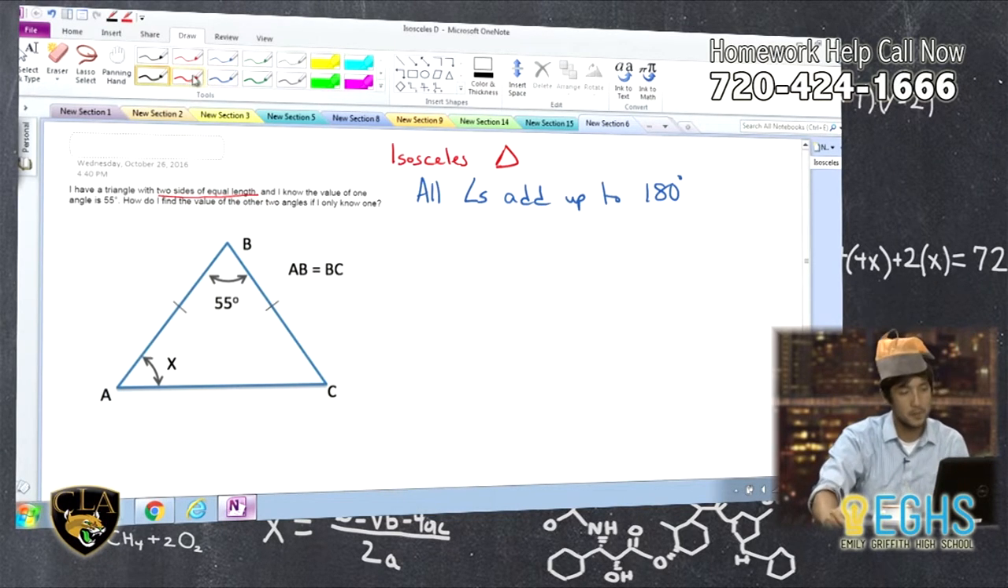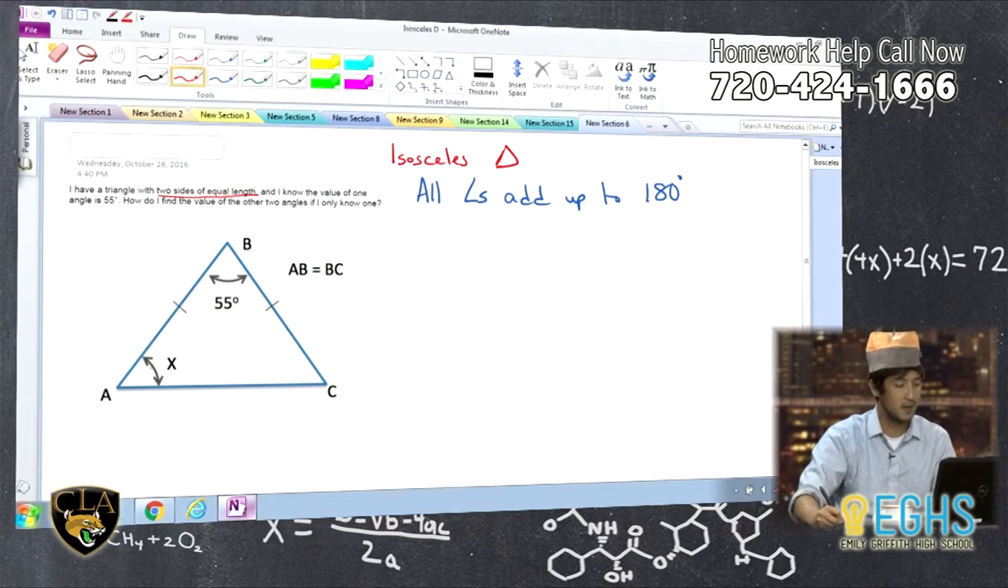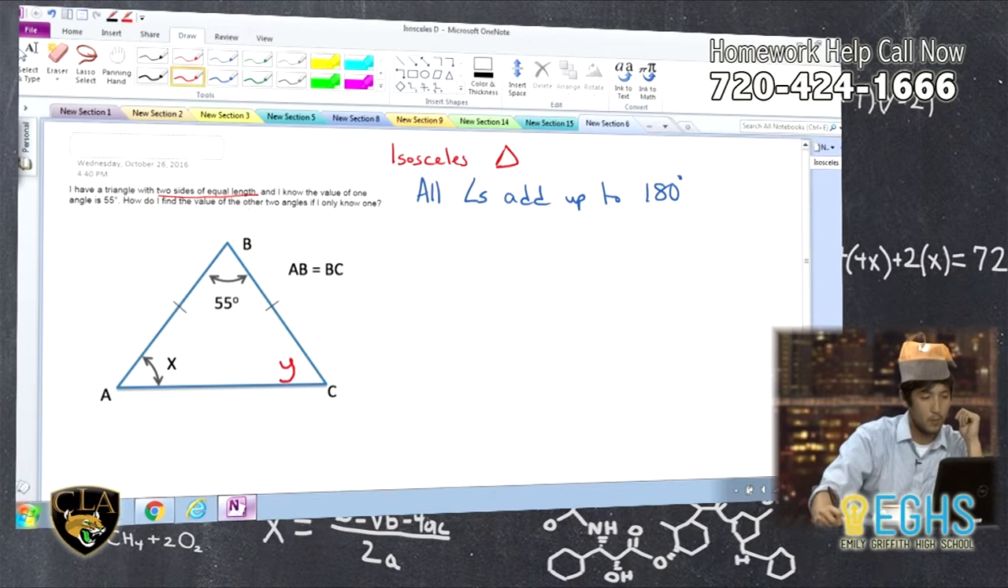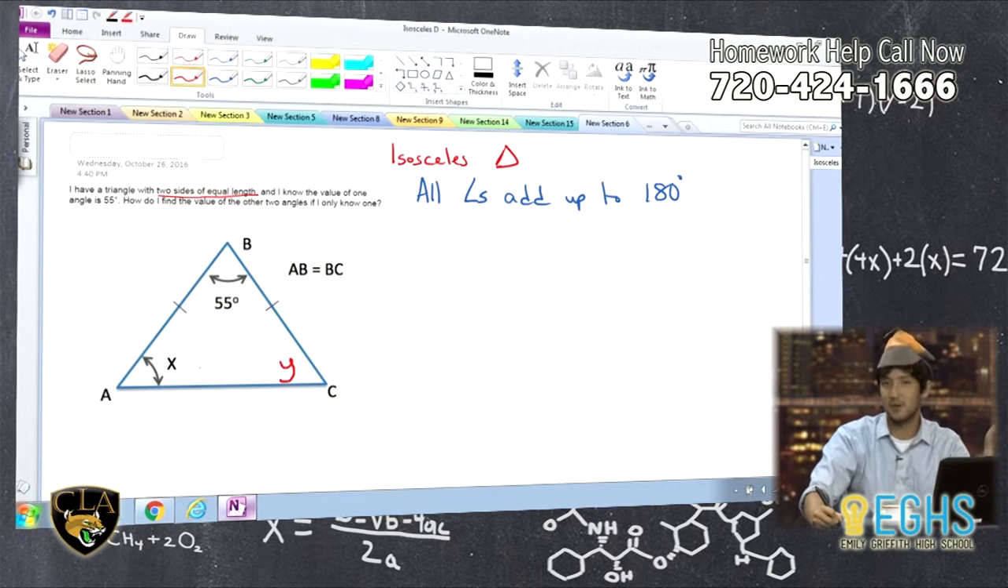Now, the tricky part that sometimes students get hung up on is that they are comfortable with the idea that they have some missing information and should assign a variable. So you say, okay, I want to find these two angles, I don't know either one of them, so I'm calling one of them x and one of them y because they are different angles.